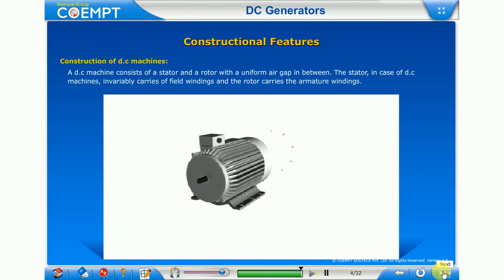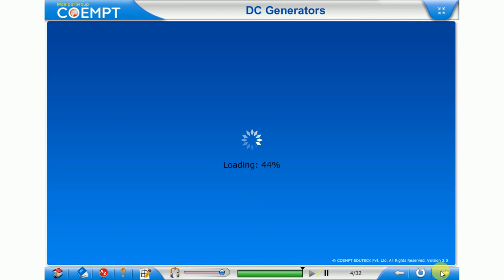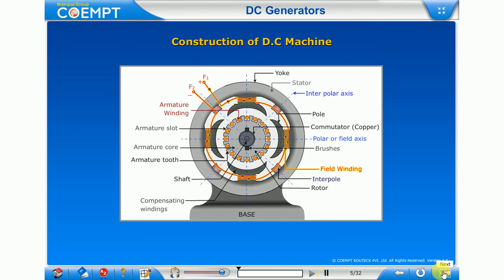Parts of DC machine. The DC machine mainly consists of the following parts: magnetic frame or yoke, field pole core and pole shoe, armature core, armature winding, compensation winding, rotor, interpoles, commutator, brushes. Click on each tab to learn more.